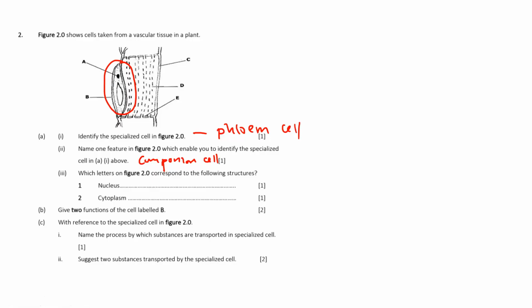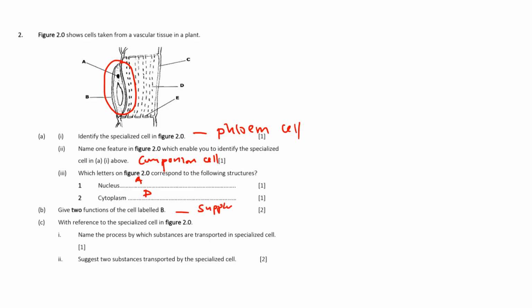So because of the companion cell, which letter corresponds to the nucleus? The letter that corresponds to the nucleus is A. Then, of course, the one that corresponds to the cytoplasm is D. Okay, and as you can see, the cytoplasmic strands there. Give two functions of a cell labeled above. What do you think are the functions?